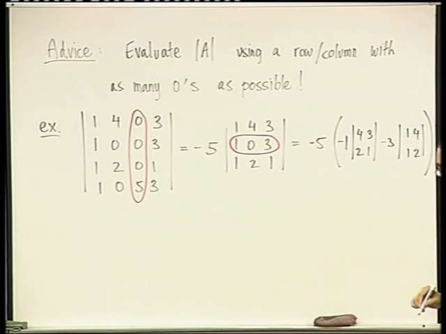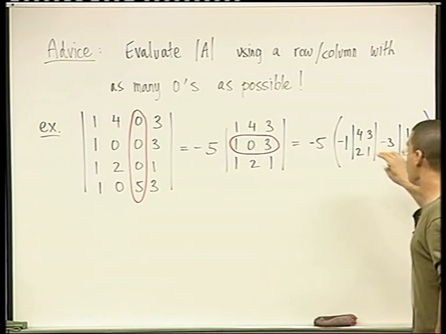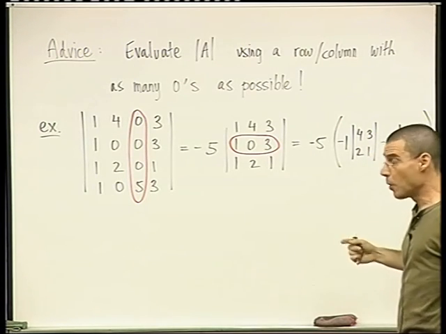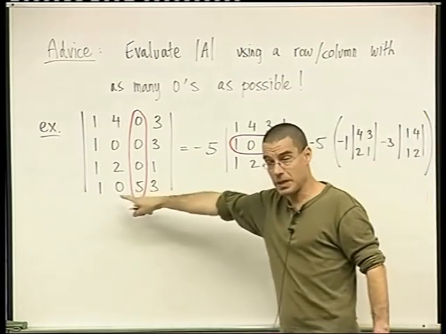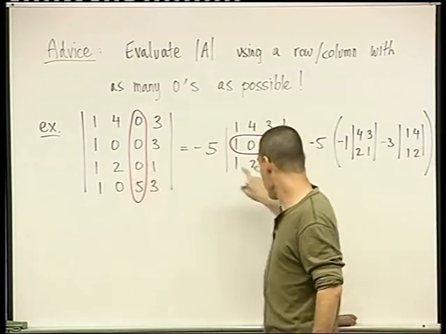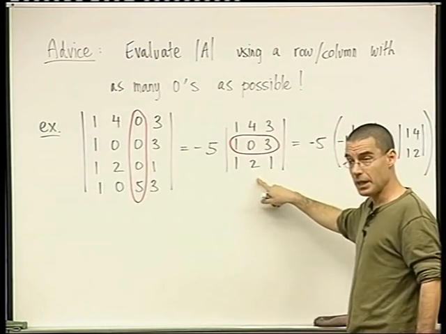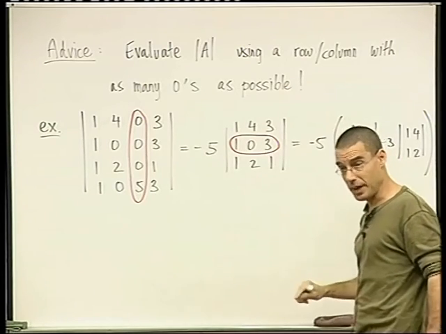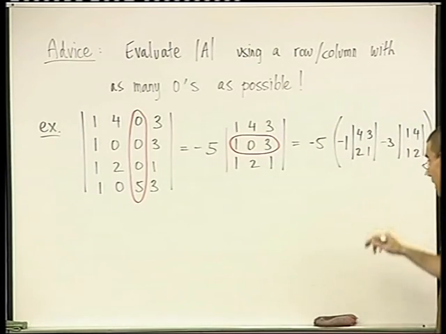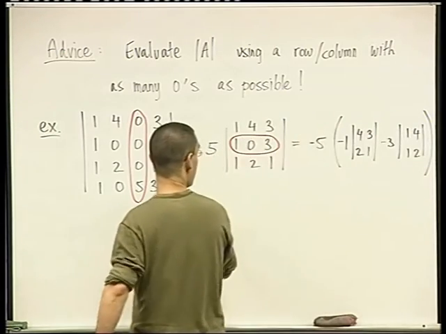Take out all the minuses. Do you agree? Good? And now I'm only left with 2 by 2 determinants, whereas a priori in this matrix, I would have 4 3 by 3 ones, each one having 3 2 by 2 ones. I would have 12. Right? So out of the 12, I only need to calculate 2. So let's see what we get.